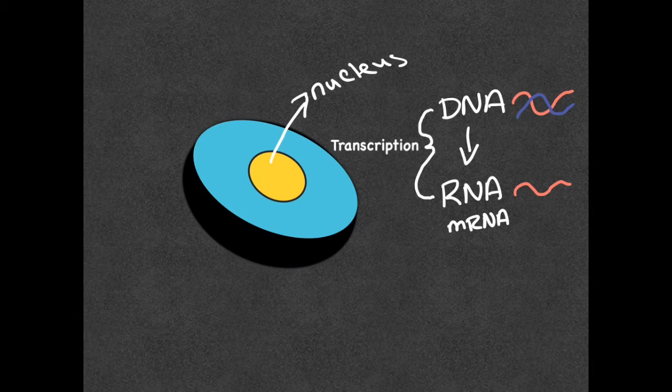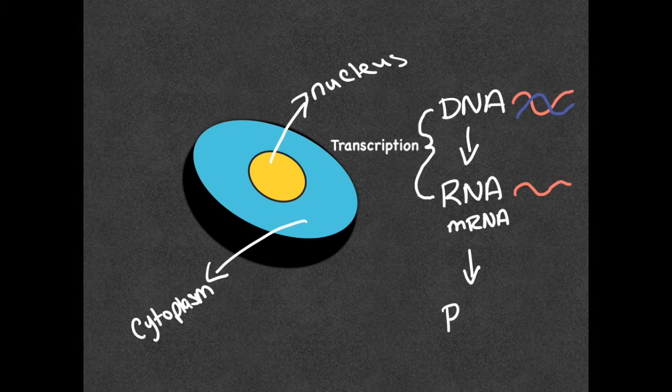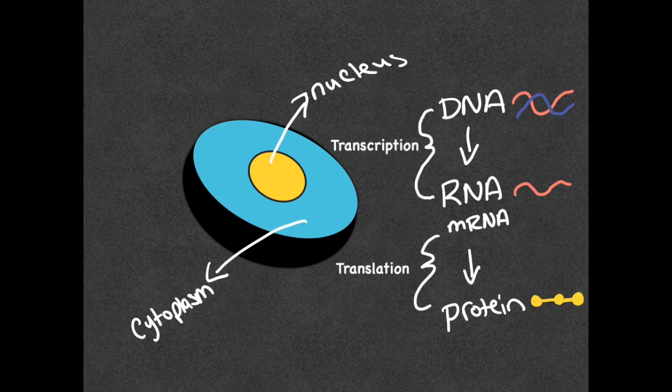This messenger RNA then leaves the nucleus, and the next portion of the process actually occurs within the cytoplasm of the cell. Here in the cytoplasm, the messenger RNA will attach to a ribosome and be translated into protein. Both of these processes include several steps, and throughout the next few slides, we're going to be taking a more in-depth look as to how they occur.